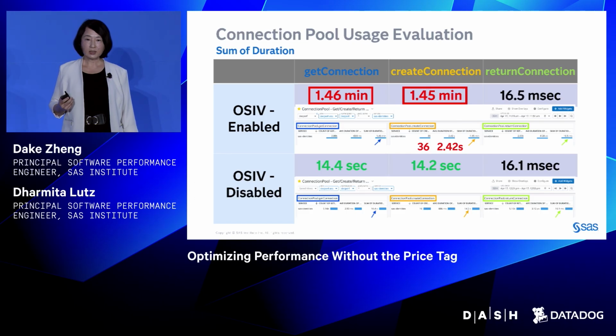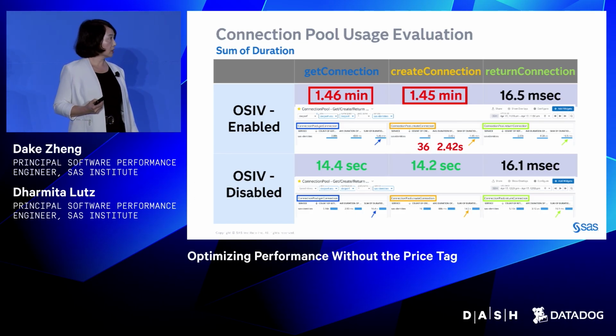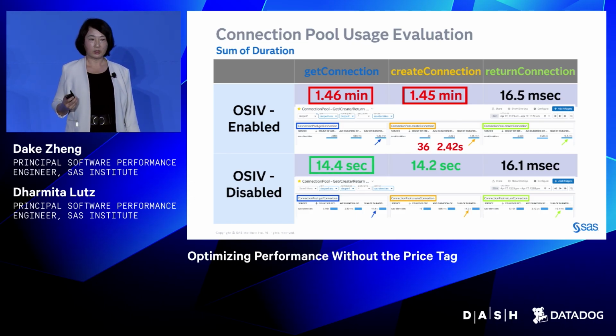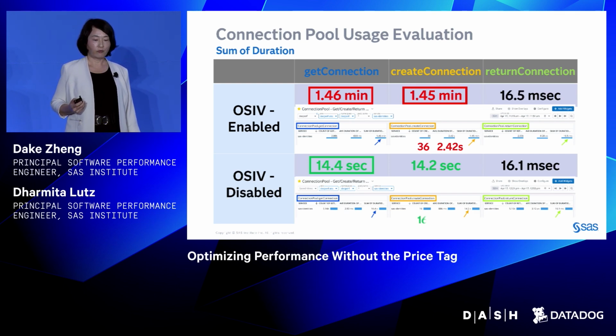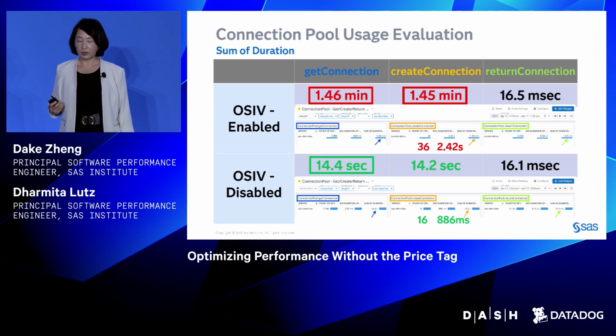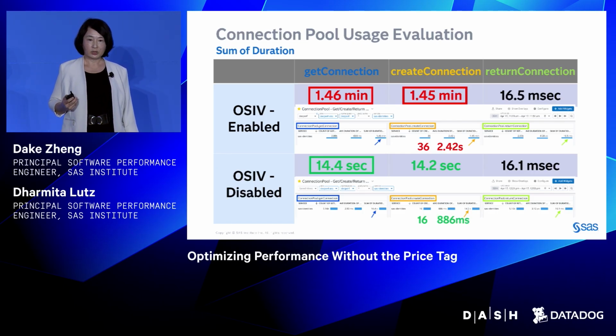With OSIV disabled, the total get connection time dropped to just 14.4 seconds. That's a reduction of 6 times. There were fewer and faster create connection calls, showing much more efficient use of the connection pool.